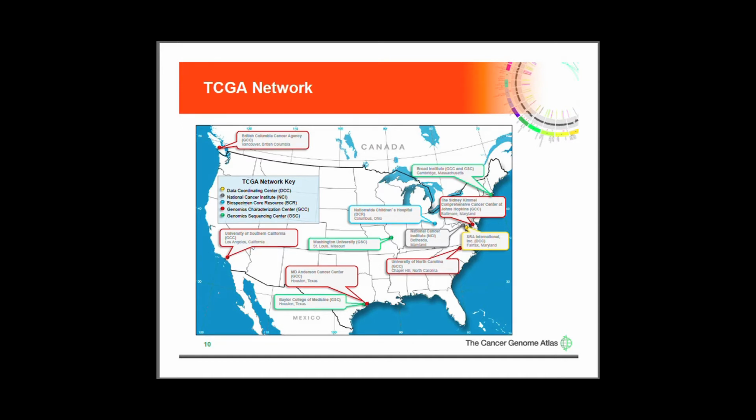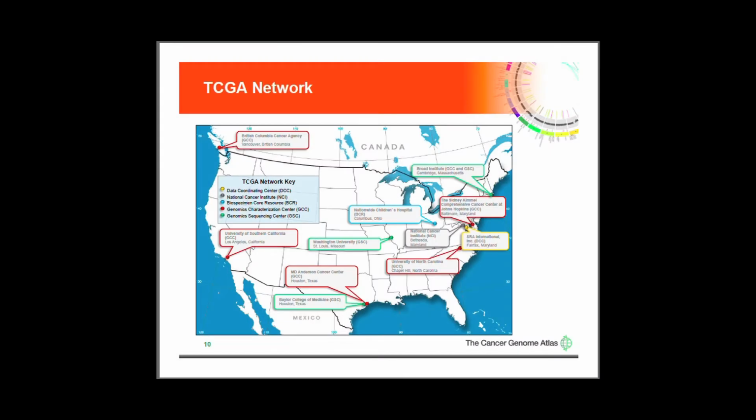So we are what they call the Biospecimen core resource for the project. So we are the ones where all the samples come in, we do all the initial QC, and then isolate the DNA and RNA, and the DNA and RNA then goes to the centers, the sequencing centers, which are in green, and also to the characterization centers that are in red.